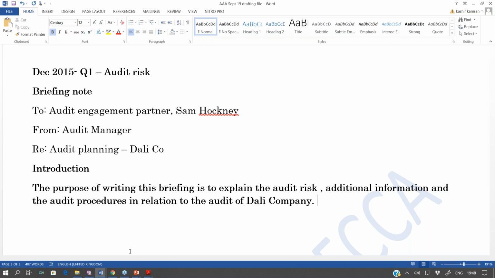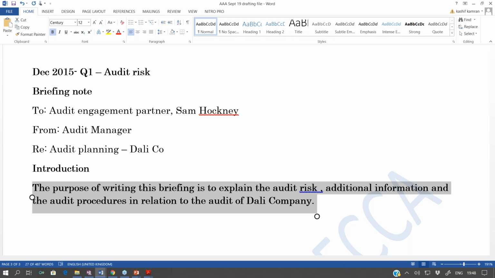So when you see the requirements A, B, C, D, try to sum up the requirement: the purpose of writing the briefing note is this, this, and this. So is everyone getting the importance of a sentence? And see how many times you write more than that in the exam paper. So that's number 1. Now, after the introduction, what should I do?